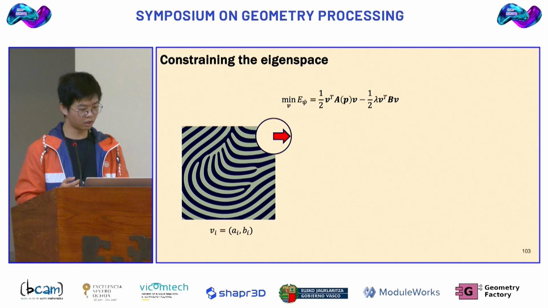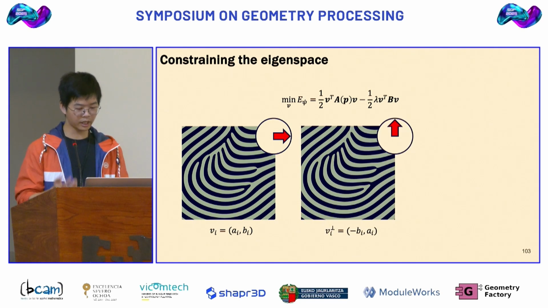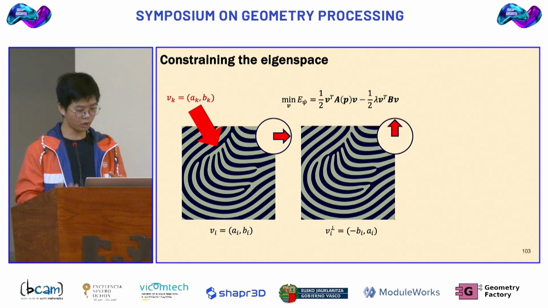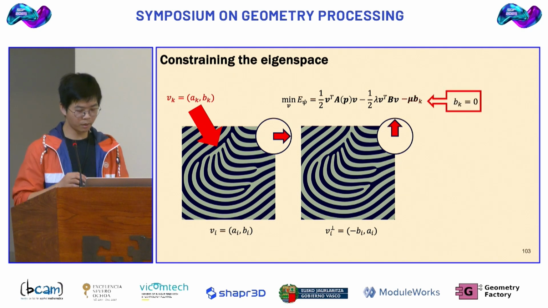If we look closely at the problem, the null space corresponds to a synchronous rotation of the phase function applied per vertex. If we rotate the phase by 90 degrees, we obtain a negative image of the original pattern. So in order to obtain a unique eigenvector per vector field, it suffices to pick any of the nodal phases and constrain it to have a fixed value. A simple choice is to constrain its imaginary component to 0 by means of a linear constraint, mu times b_k, where mu is an additional Lagrange multiplier.